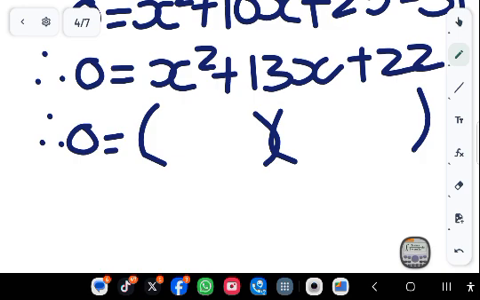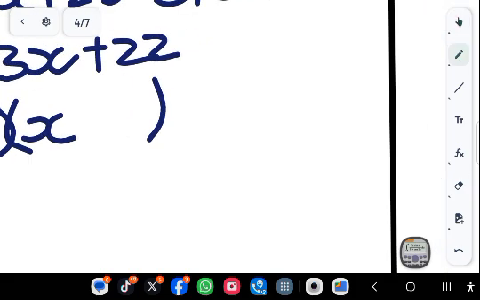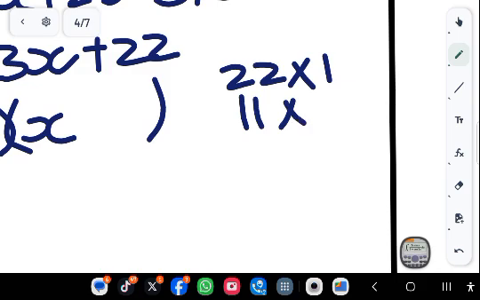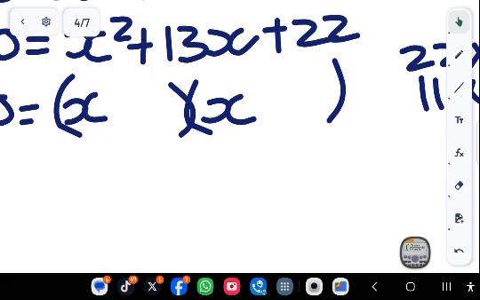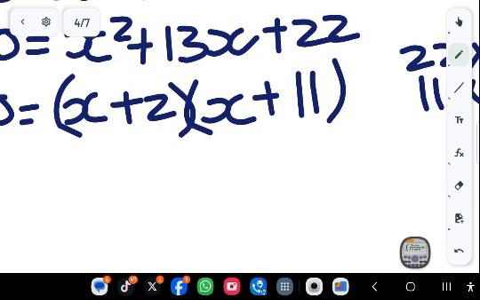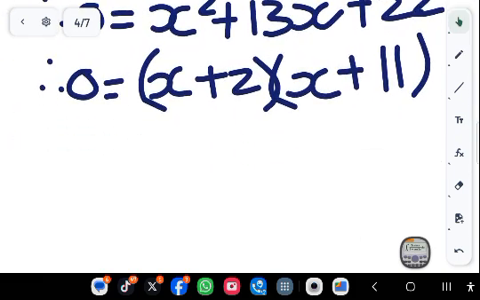Sets of brackets, x and x. Now we find factors of 22 that when added together will give us 13. 22 times 1, 11 times 2. I can already see that the 11 times 2 works. So we go 11 times 2, because when we add them together and multiply them together, they will take us back to that.